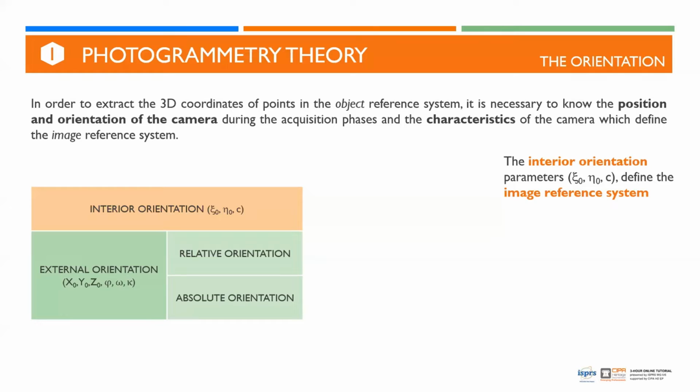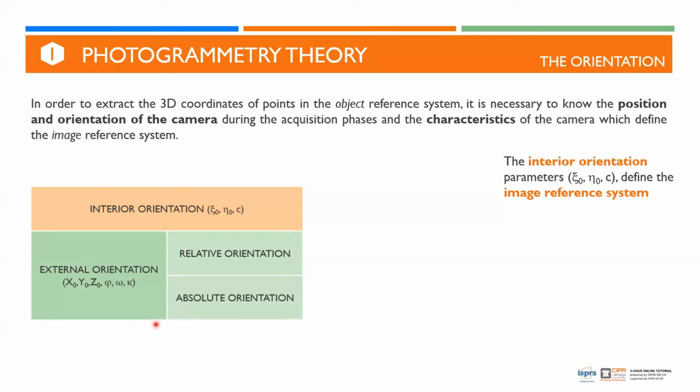Then in this interior orientation, we have to define the image reference system. So the parameters that we have to define are, as you can see here, xi and eta with 0, so the coordinates of the principal point, and c, which is our focal length.